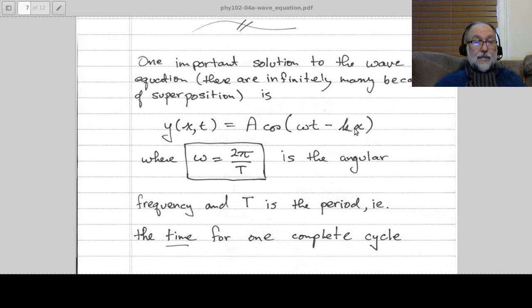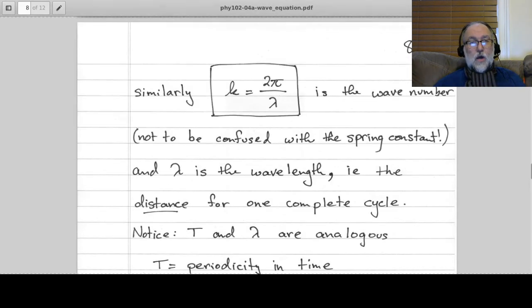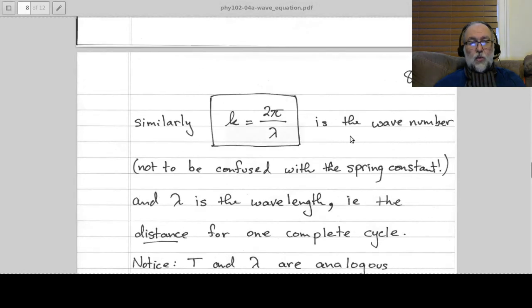By the way, that k is not the spring constant. Unfortunately, in physics we have a lot of symbols which are duplicates, because there's a lot of things to give symbols to. This k here turns out to be what's called the wave number. So that k is the wave number, not to be confused with the spring constant.